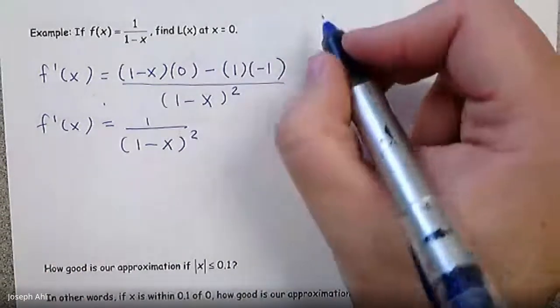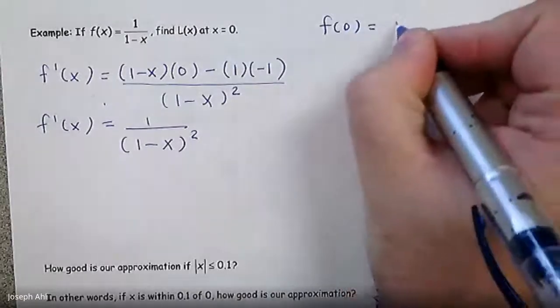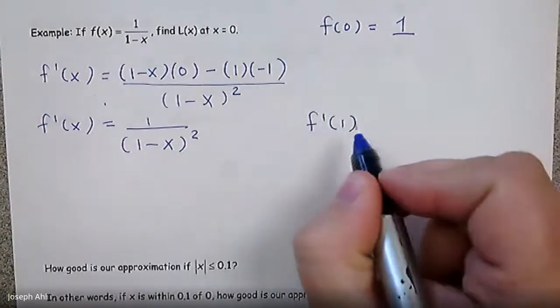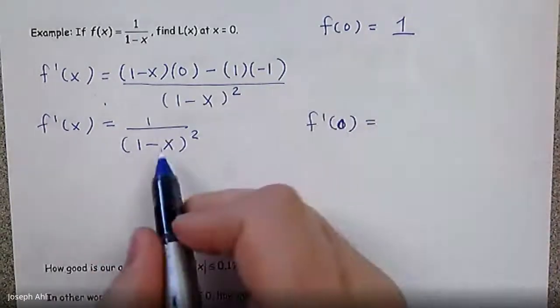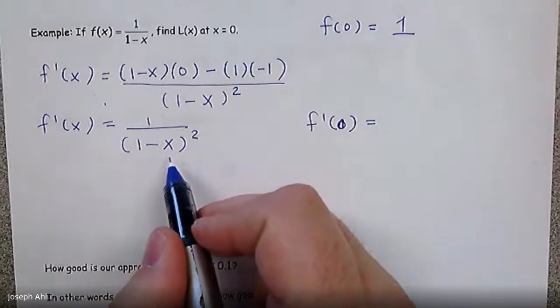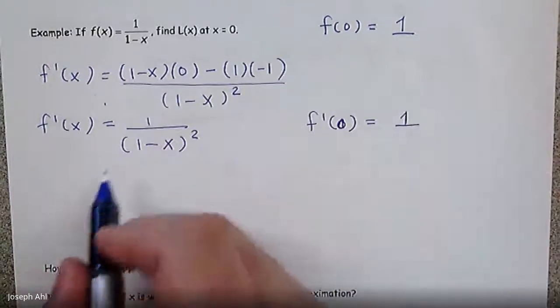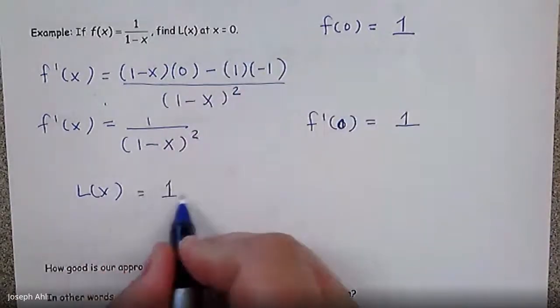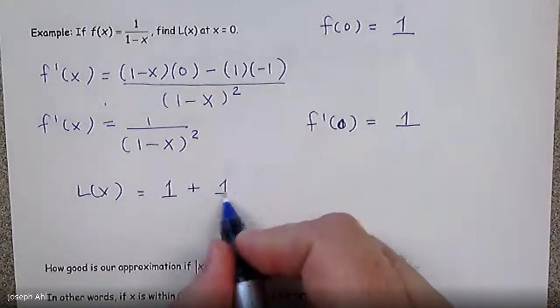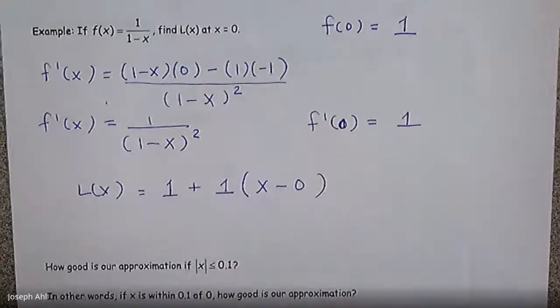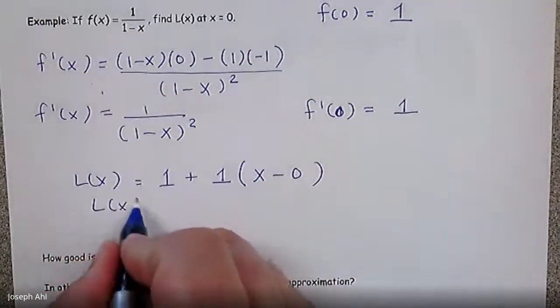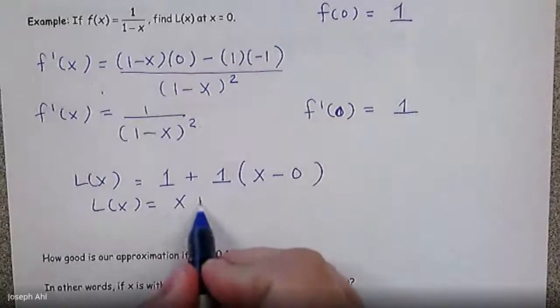And we know that the original function value f of 0 is going to be 1, and that f prime of 0 is also going to be 1 in this case. So using our formula for L of x, which is f of a, where a is 0 in this case, it's going to be 1 plus f prime of 0, which is 1, times x minus a, and again our value of a is 0 in this scenario. So in the end, we get that L of x, the linear approximation here, is x plus 1.